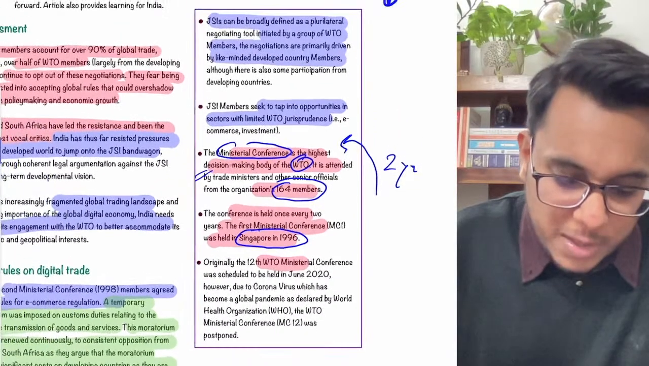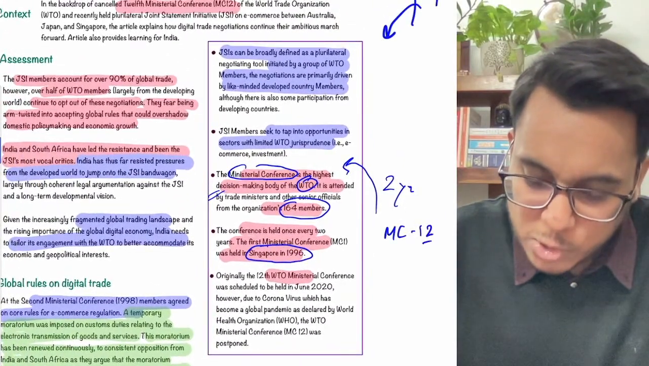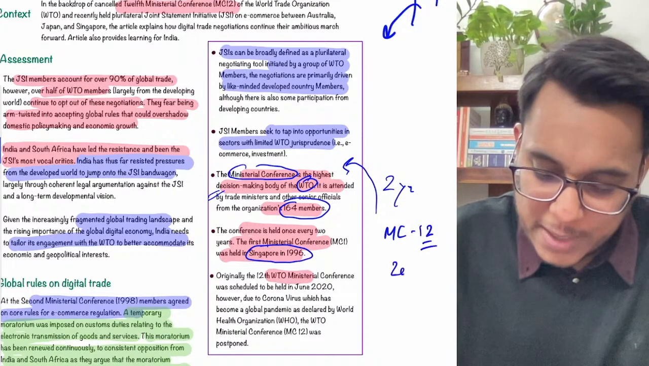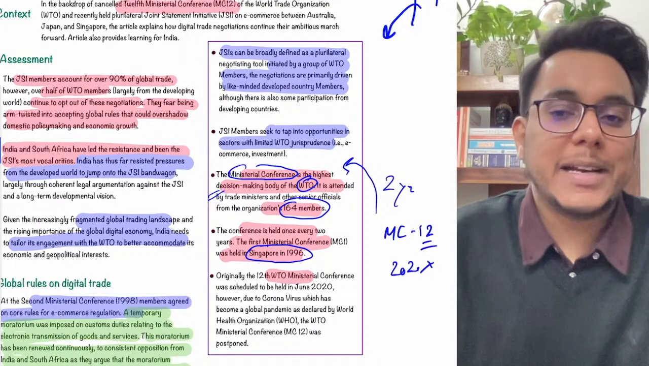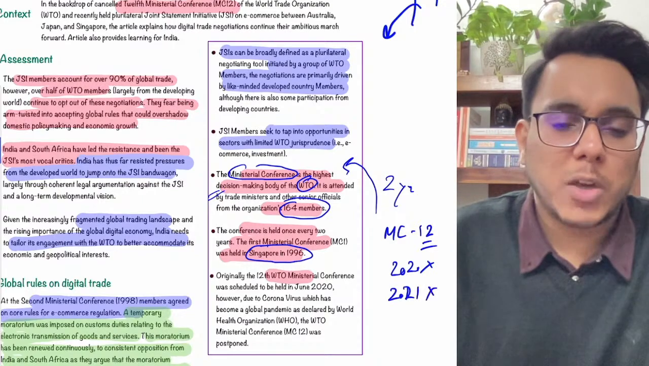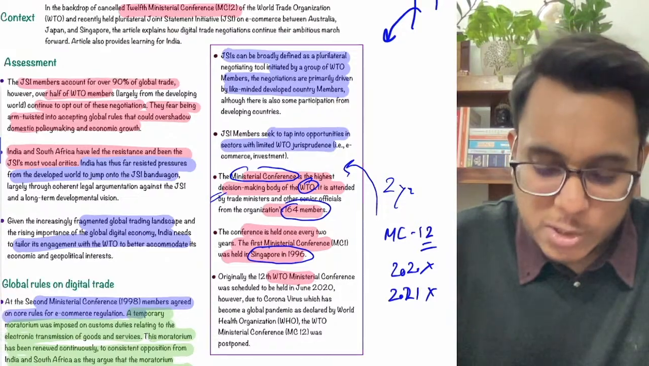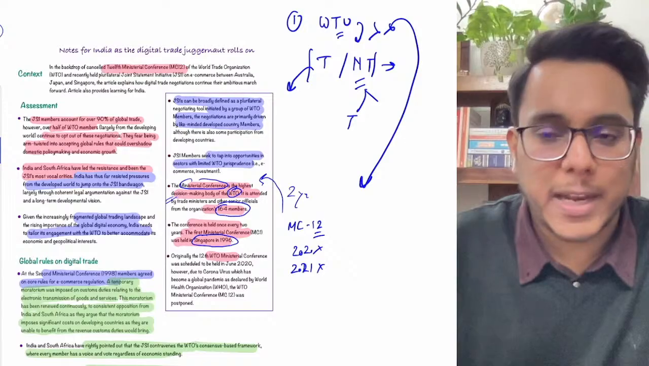Now guys, the 12th ministerial conference was to be held. Originally it was to be held in 2020, but because of COVID-19 it got cancelled. Then it was to be held in 2021, but because again of COVID-19 in 2021 also it got cancelled. So the ministerial conference, the highest decision making body of WTO, is not able to work.